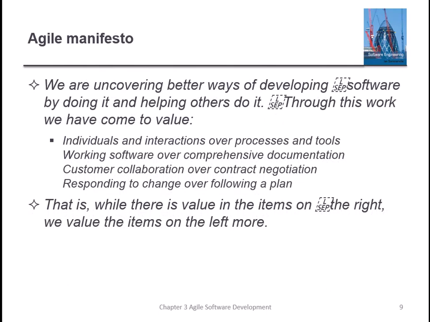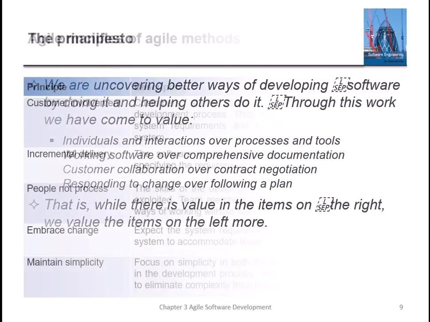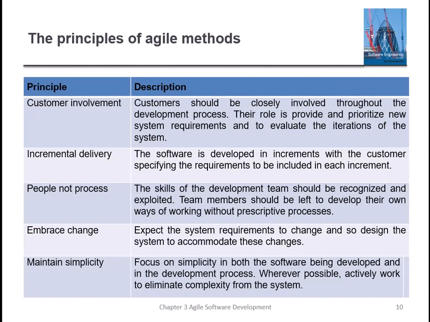Agile manifesto. Now come to discuss the agile manifesto in detail. What is the agile manifesto? We are uncovering better ways of developing software by doing it and helping others do it. Through this work we come to value individuals and interactions over process and tools, working software over comprehensive documentation, customer collaboration over contract negotiation, responding to change over following a plan. That is, while there is value in the items on the right, we value the items on the left more.